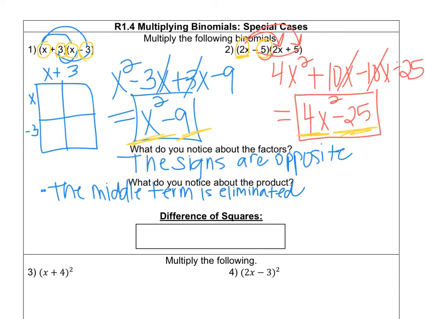So that rule is, if I have one binomial a plus b times the opposite a minus b, my product is going to be a squared minus b squared. So basically all you're doing is just squaring the first term and then squaring the last term and then subtracting them. It's always going to be a minus sign, and that's what's called a difference of squares.